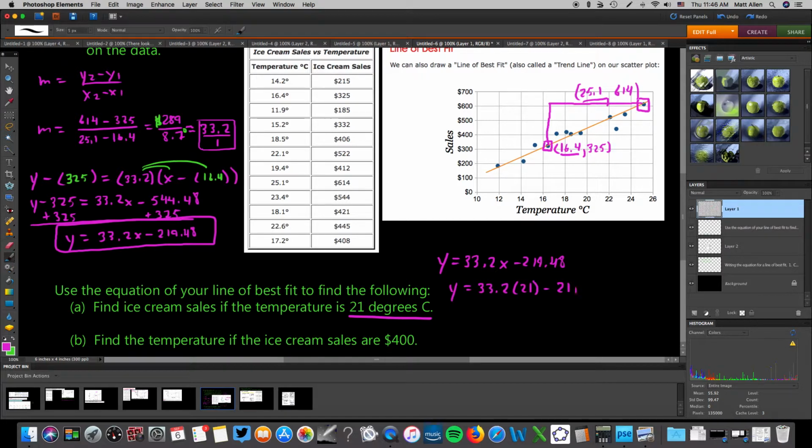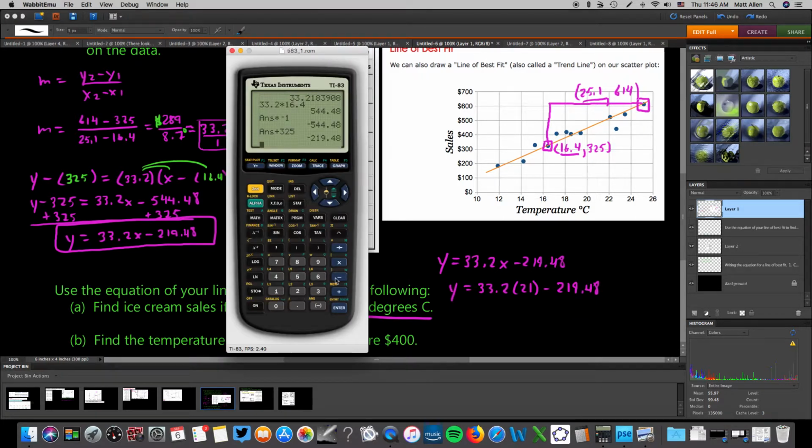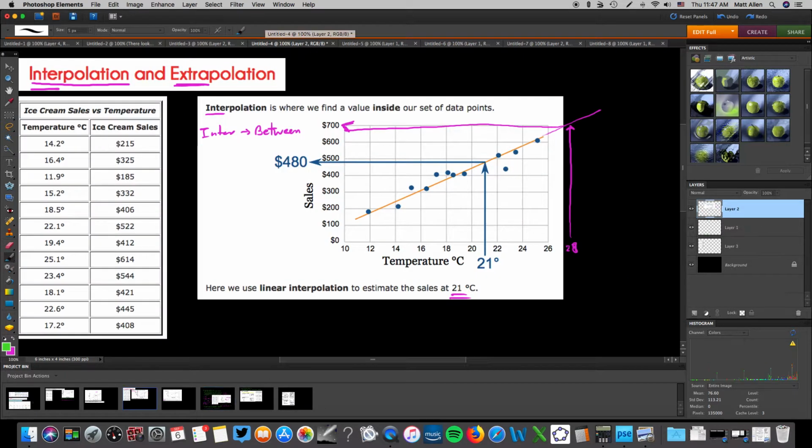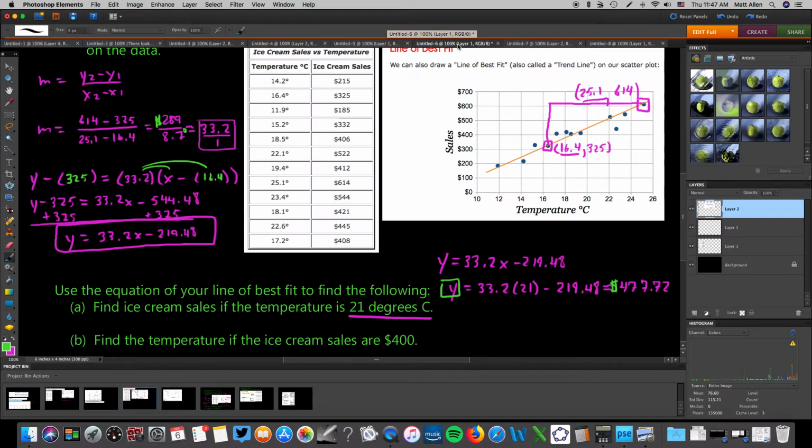And so what we would get is this new expression, which if we evaluate on a calculator, we have 33.2 times, in parentheses, 21, and we're going to subtract off 219.48. It looks like we would get 477.72. So I'm going to write 477.72. But here's the thing, we were drawing a conclusion, and that was to say what is our y value, or our earnings amount, at 21 degrees Celsius. So you could go back and look at our interpolation picture here. It said about 480. Using our line of best fit, we were really, really close, about 477.72, and that was using a more accurate model.